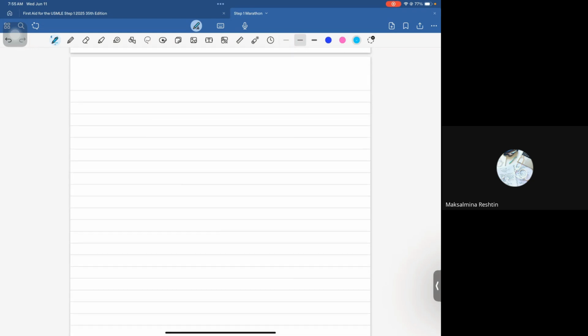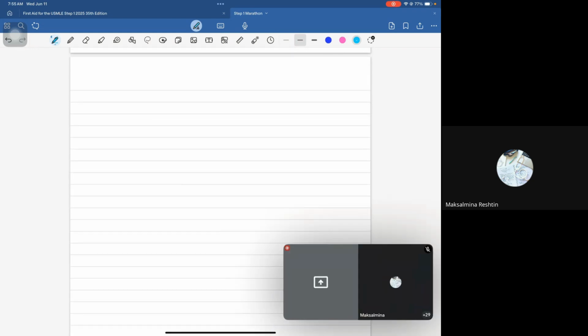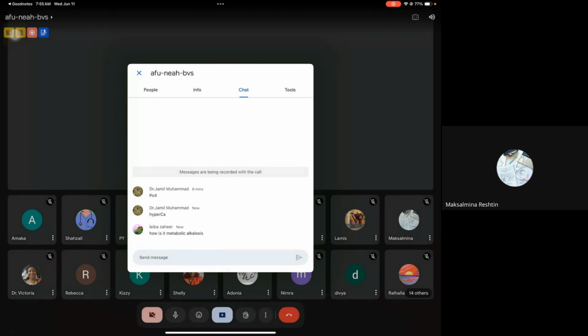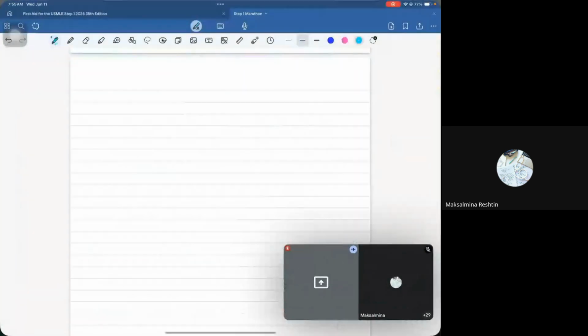Any questions regarding this, guys? How is it metabolic alkalosis? All right. Okay.